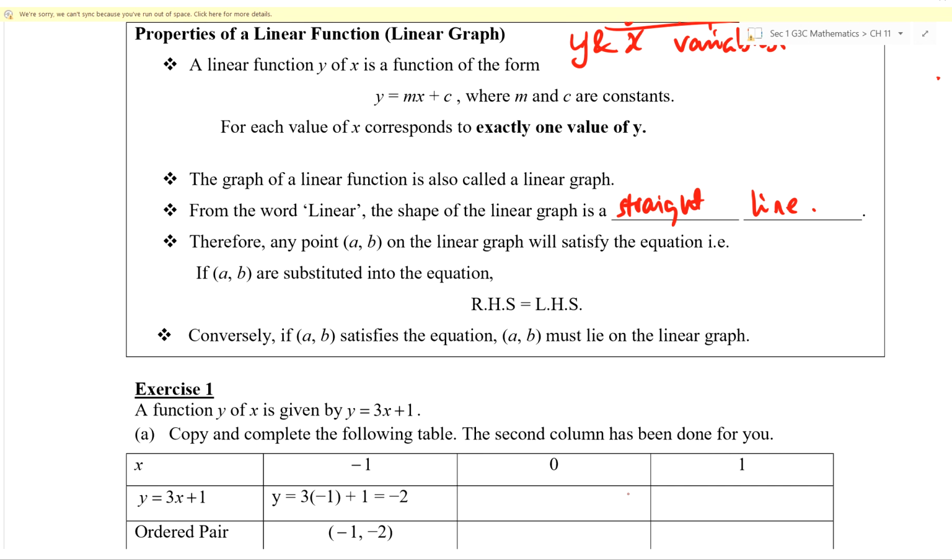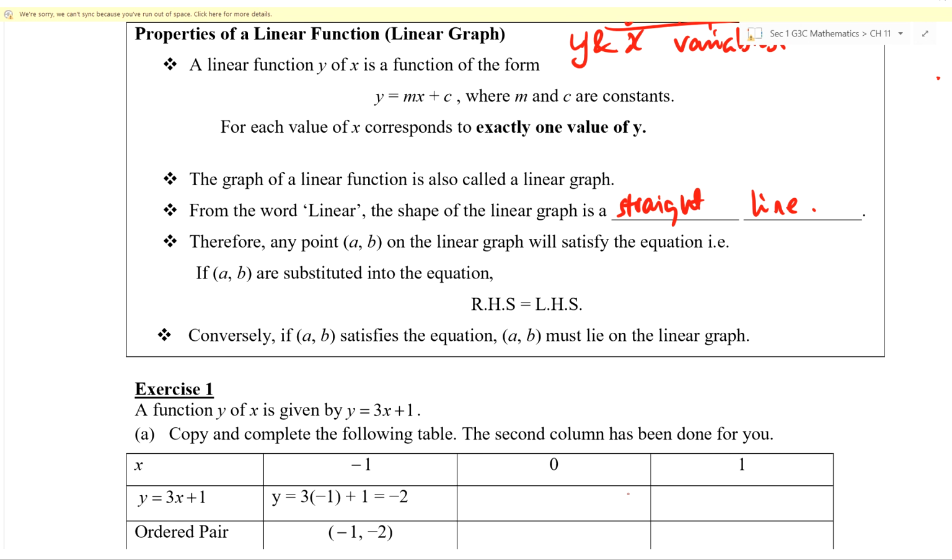I'm going to do a substitution. Left hand side is y, which is 6. Right hand side is 2x plus 1. So 2 times 2.5 plus 1. We get 5 plus 1, which is 6. So this is equal to the left hand side. As long as the point exists on this line, no matter what coordinates you substitute inside, it will satisfy.